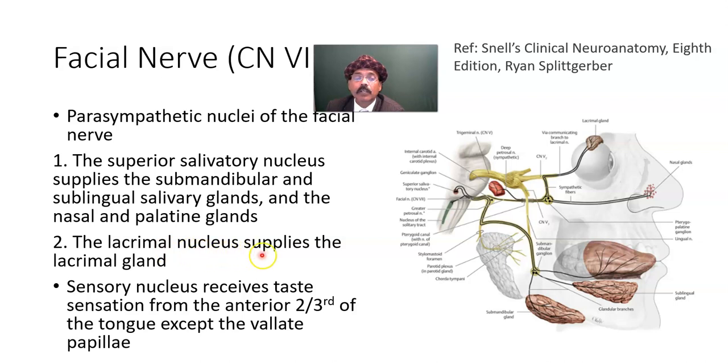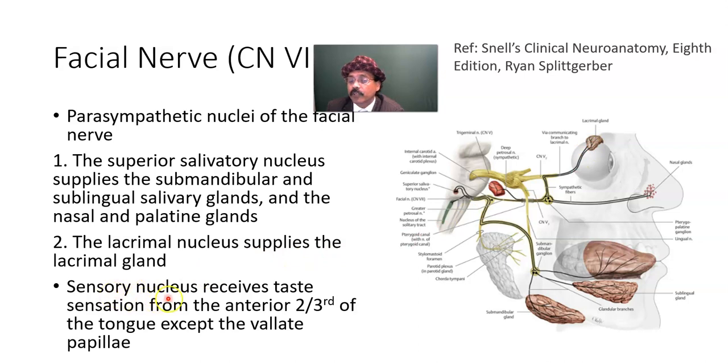The lacrimal nucleus supplies the lacrimal gland. So here, this is the pterygopalatine ganglion. We go through that, along the lacrimal nerve, going to the lacrimal gland.